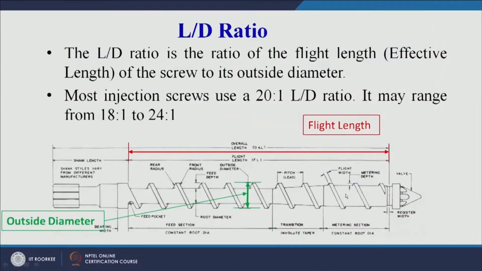So L, as the alphabet goes, is for length and D is for diameter. The L by D ratio is very important, and normally L by D ratios are 20:1, and many a times it ranges from 18 to 24. It means that, as you can see in the figure, the length is 20 times that of the diameter. So it can range from 18 times the diameter to 24 times the diameter.